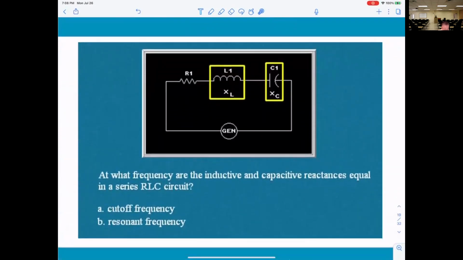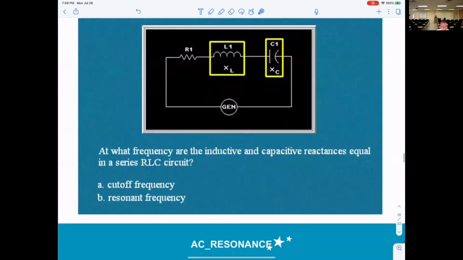At what frequency are the inductive and the capacitive reactance equal in a series RLC? Easy, right? B. Tell me. B is for boy. B is the boy. Correct. Resonance. At resonance frequency, XL and XC are equal.